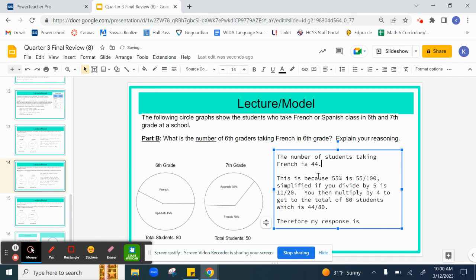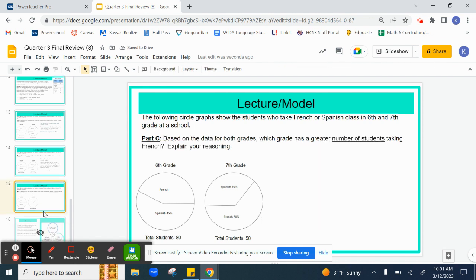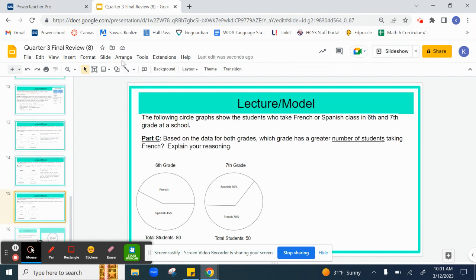And again, so we know in the circle graph that it is 55%, but the total is 80. So 55 out of 100. You can't go from 100 to 80, so you have to simplify. You would divide by 5. 55 over 100 is 11 over 20. Then you multiply by 4 to get 44 over 80. All right, let's move on to our final part.